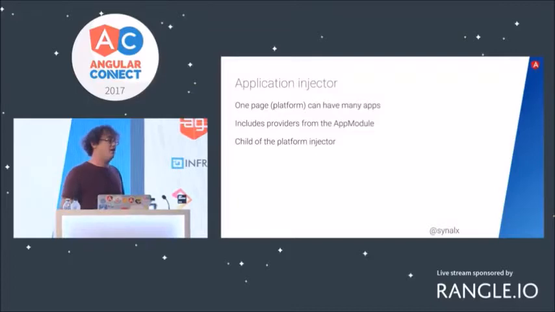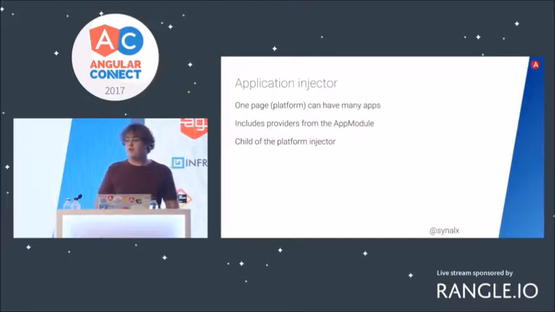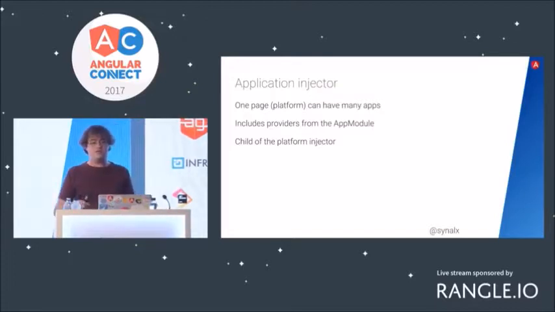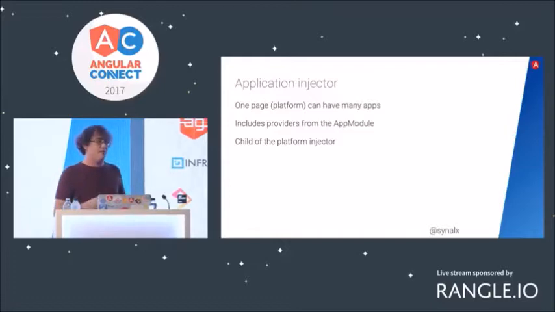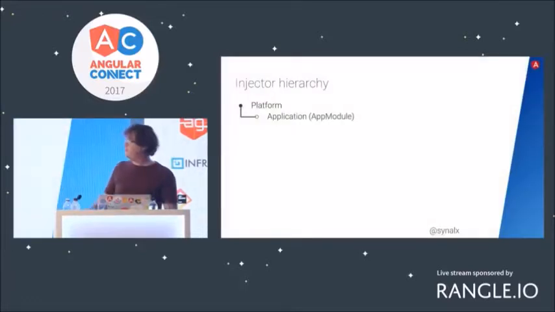And the next level down in the hierarchy is the application injector. And that's a child of the platform. And this is the one that has all the providers from your application module, right? This is the one that gets created when you call Bootstrap module or Bootstrap module factory. And there can be many such applications on a single page, each created from an application module, all of them children of the same platform. So in the hierarchy, it looks like this, right? Pretty simple so far. Platform at the top, application down below.